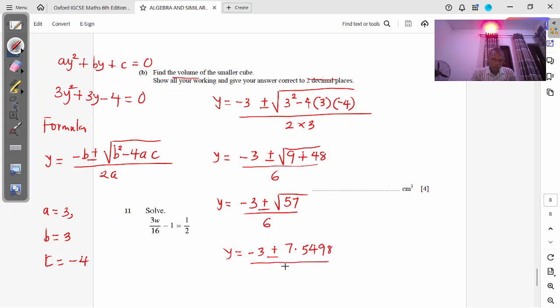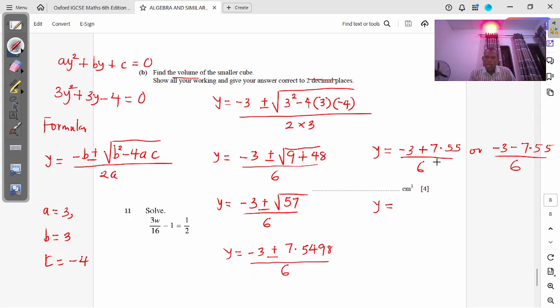Then all over 6. Now I'm going to write minus 3 plus 7.55 all over 6, or minus 3 minus 7.55 all over 6. Now what have I done here? I have actually rounded this number to 2 decimal places, because we were told in the question 2 decimal places, which is why I made it 7.55.